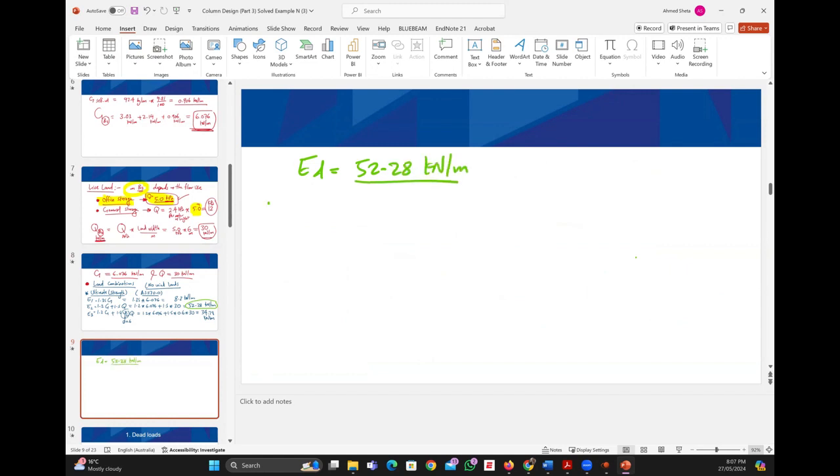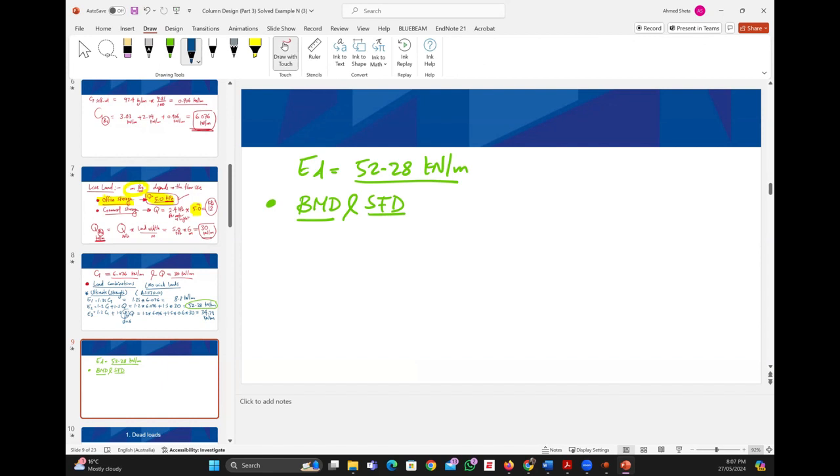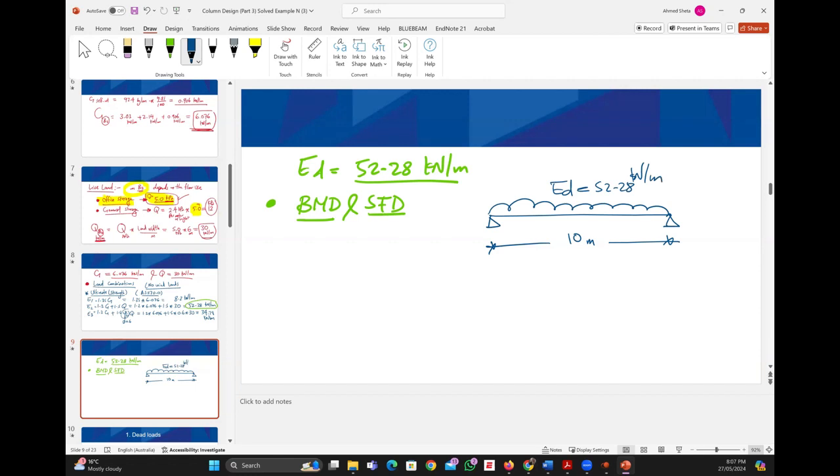So the next requirement is to draw the bending moment diagram and shear force diagram, right? This was your question, Georgia, right? Yes, it was. Okay, so what is the beam we are looking at? B2. In this case, B2 is a simple beam, also in your case, a simple beam. In this example, the span of this beam is 10 meter. How much is the total load we have? Ed equal to 52.28 kilonewton per meter, right?